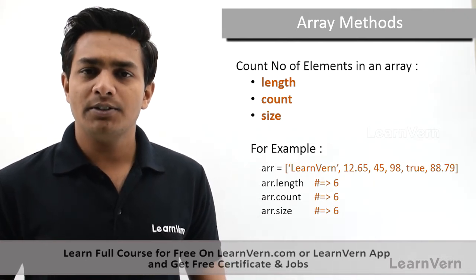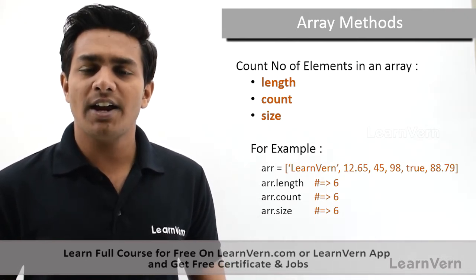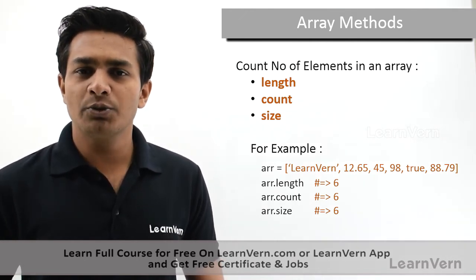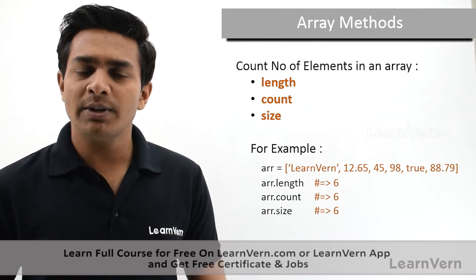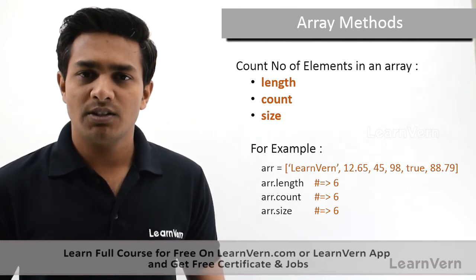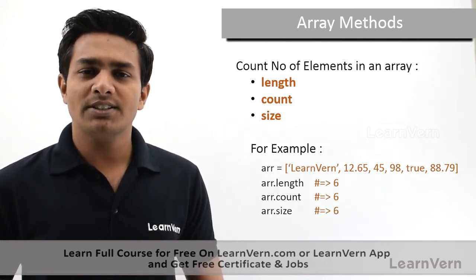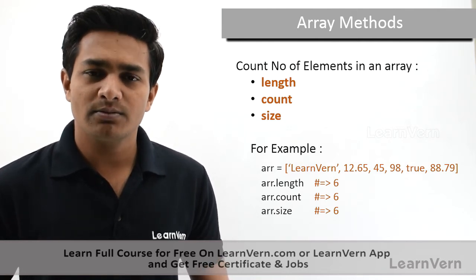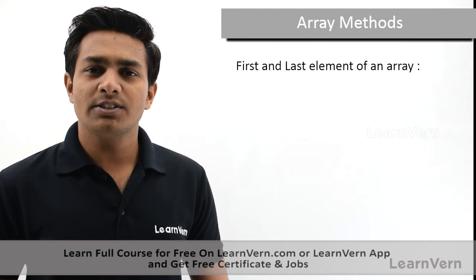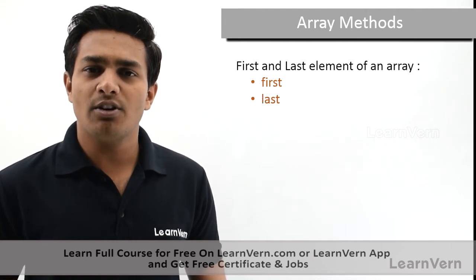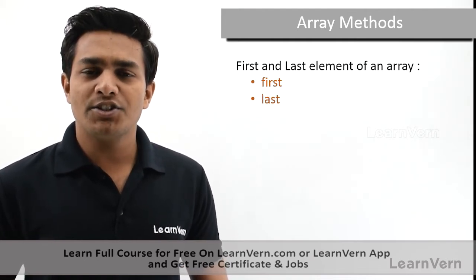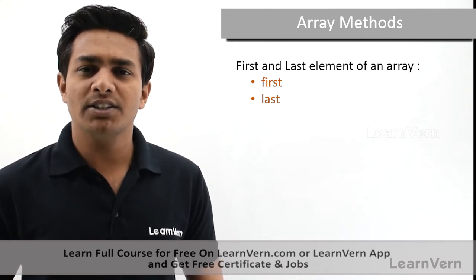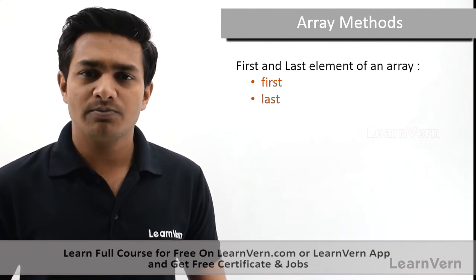So it will return me 6 because I have created 6 elements into my array. The same output will be returned by the size method and the length method. So all the three methods are used to find the size and the length of arrays. If I want to access the first and the last element of array, I can easily achieve this by using predefined Ruby methods of array, that is first and last.